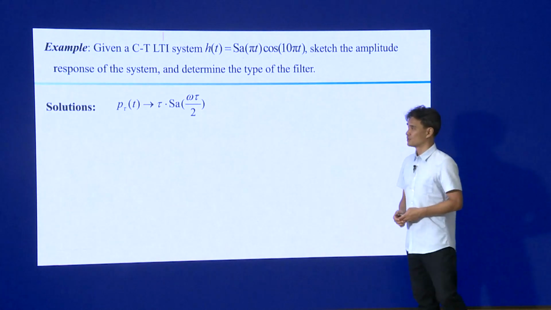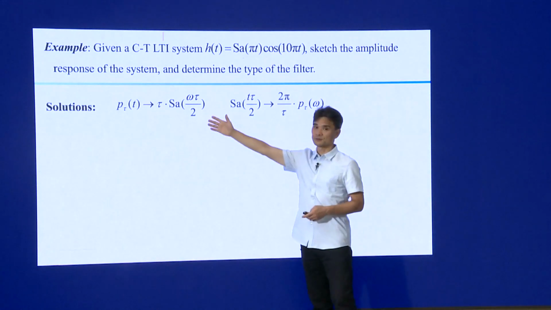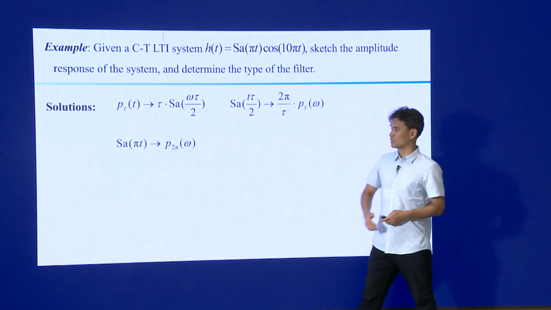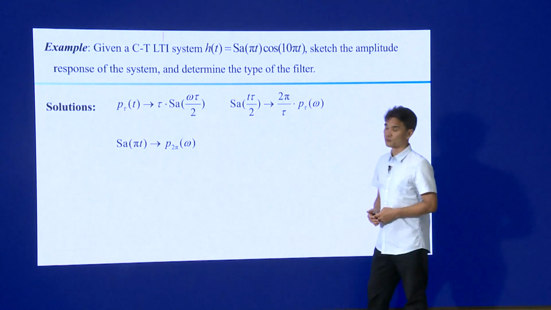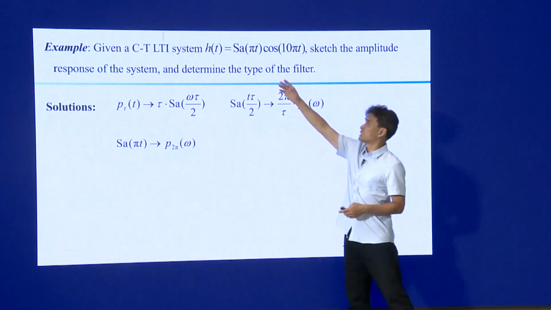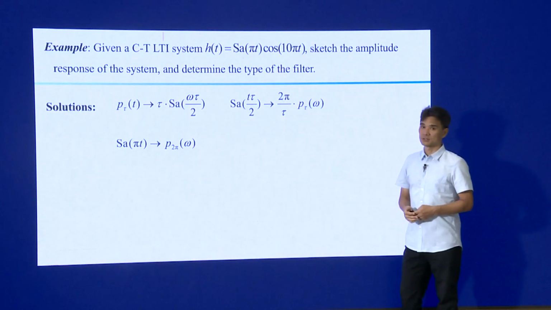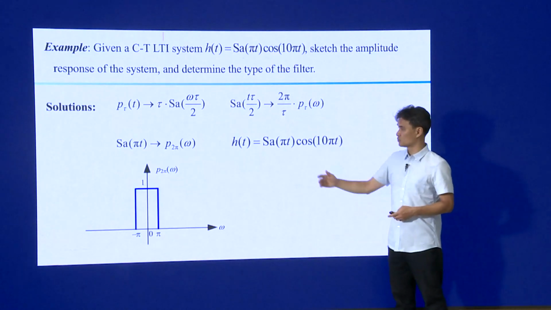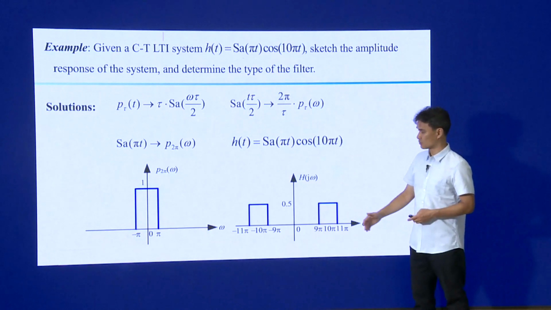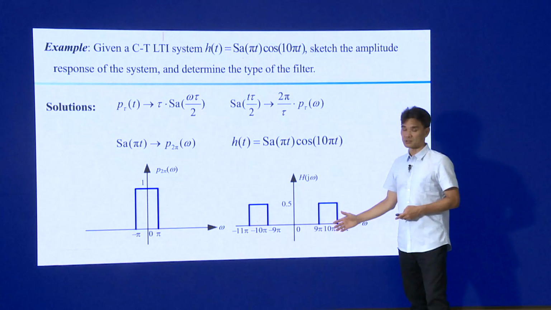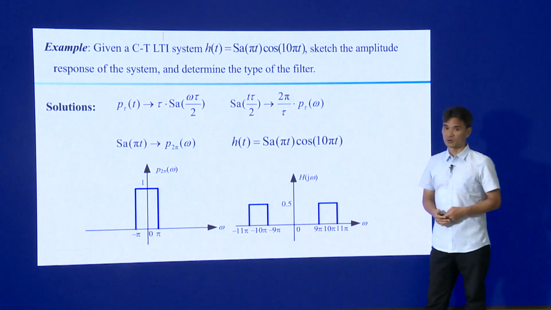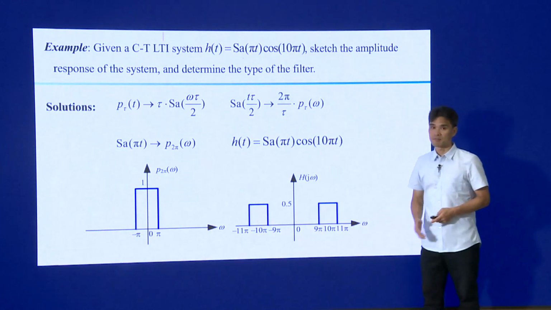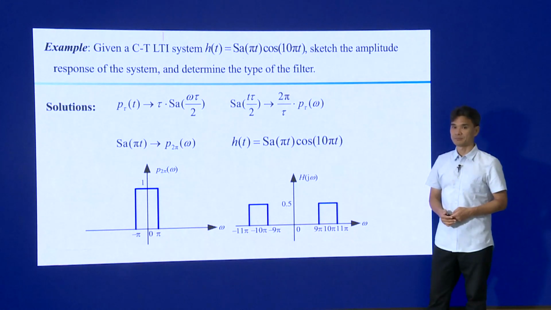What we can do is, we understand that this is a Fourier transform pair. So the sampling function in the time domain corresponds to a rectangle signal in the frequency domain. And this is the multiplication by a cosine function. So based on the modulation theorem, there's a convolution in the frequency domain. So this will be the frequency response of the system in the frequency domain. And clearly, this represents a band-pass system.